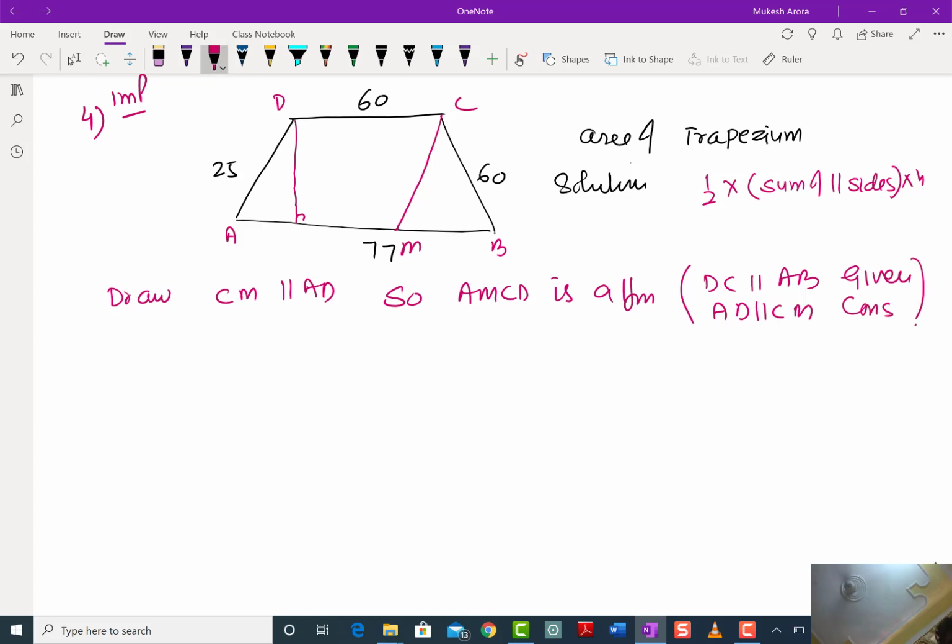So AM will be 25, opposite side of parallelogram. So this becomes a triangle, triangle CMB. From CMB we will find the area and then we'll find the height.